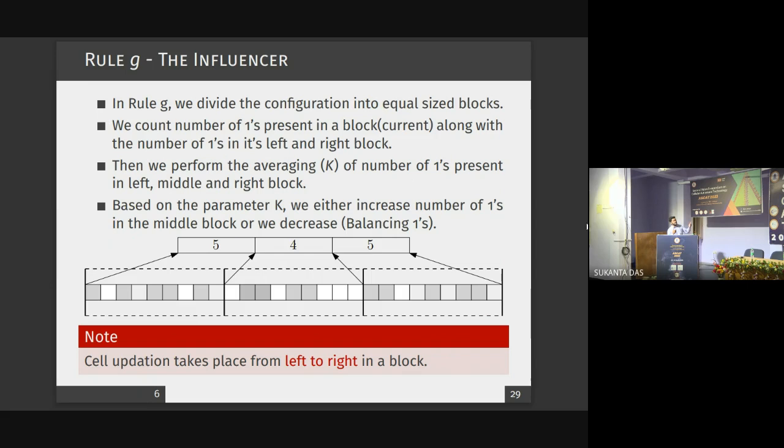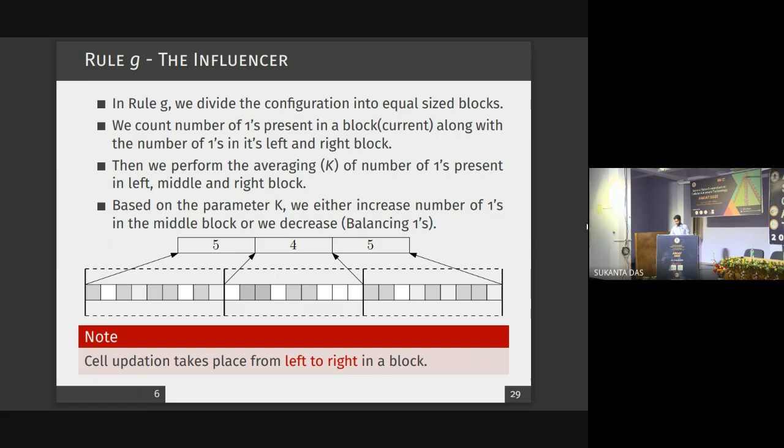Here in the picture, the configuration size is 27, and I have divided it into three blocks. Each block's size is 9, and above them the numbers represent the number of ones present in those blocks. The cell update, where we either increase or decrease the number of ones, takes place in the middle block, from the left to the right configuration.